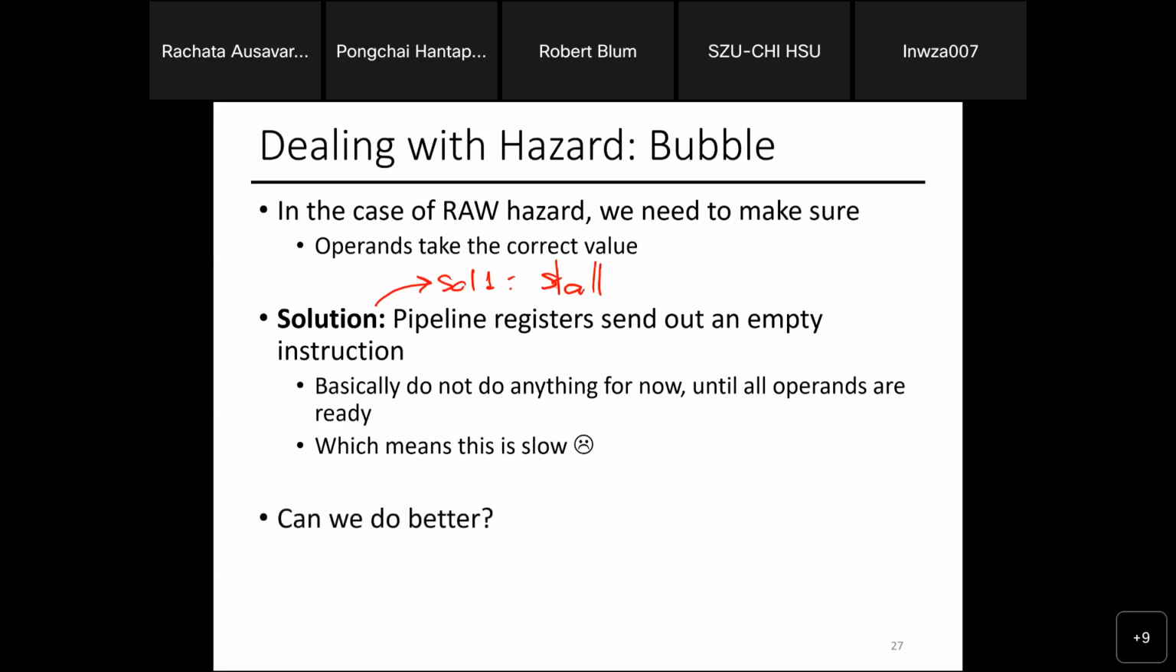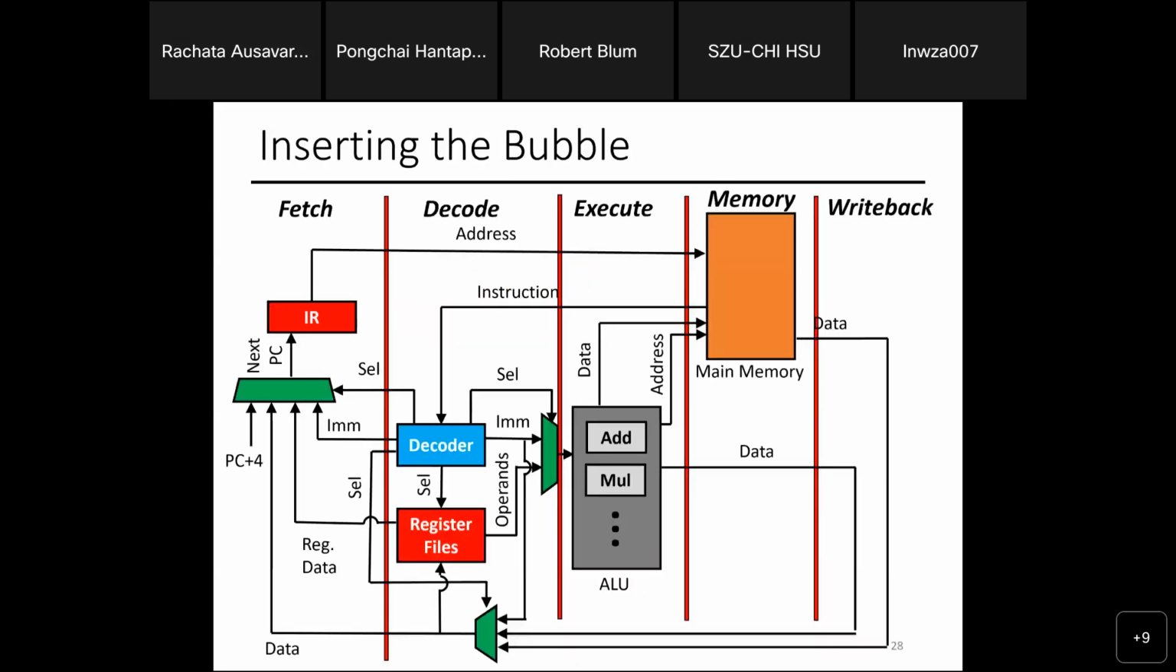So the question is, can we do better? Right? The question is always, can we do better? And by this point, late second year, early third year, you should always ask this question: can I do better? Right? The idea is called data forwarding. So let's go with the first idea.